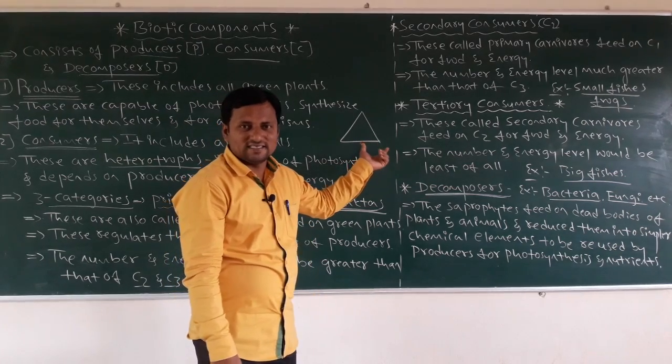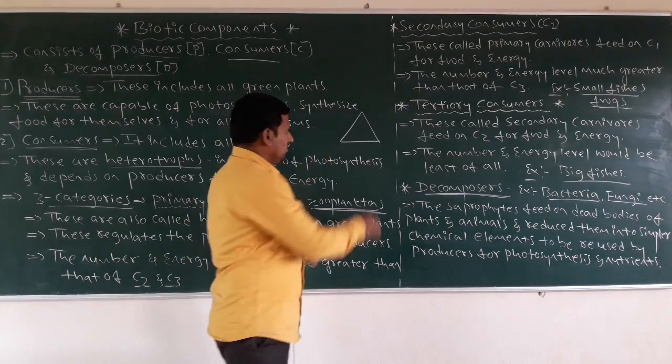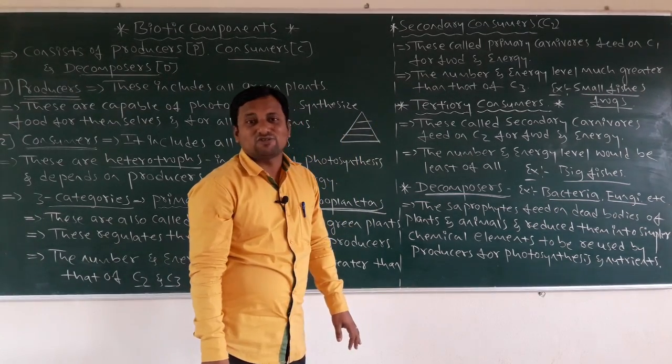That is what we call an ecological pyramid in ecology. So there are some levels, and those levels are called trophic levels.